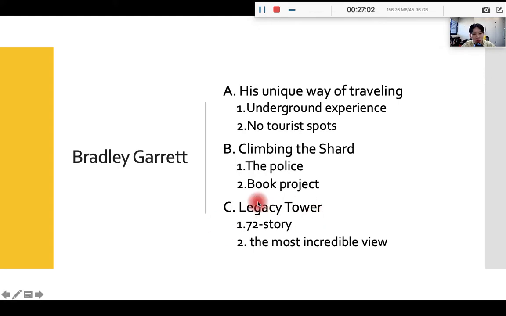Here, the word does not mean that. It means floor. Okay, so a 72-story tower is a tower with 72 floors. And from that trip to the Legacy Tower, he saw the most incredible view.